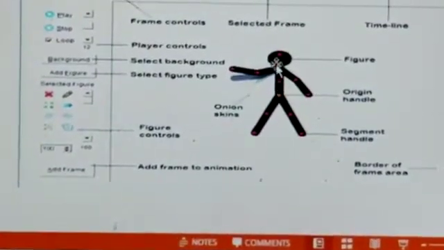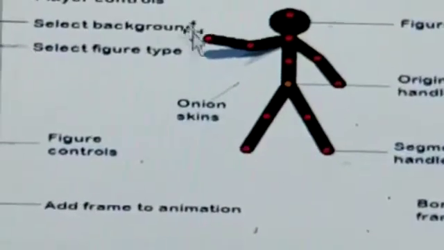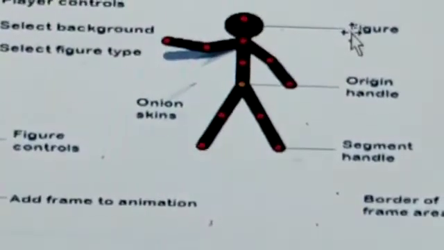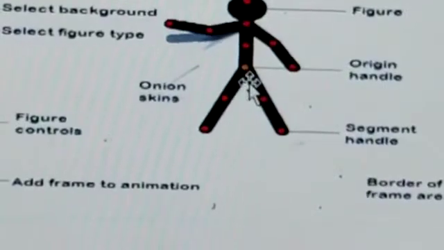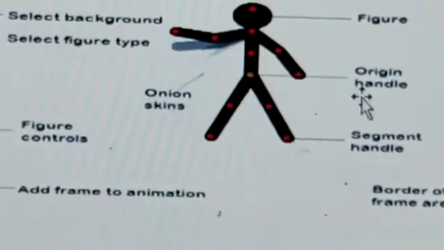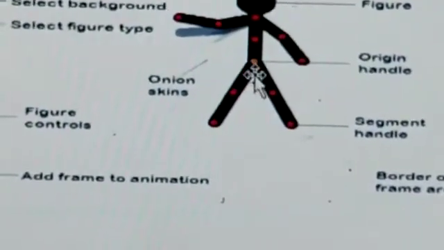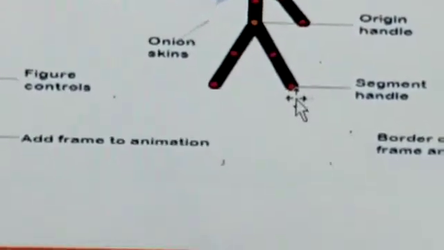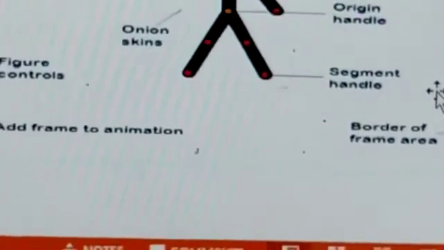Now this figure is known as a stick figure. What is this figure known as? You can call it a stick figure or figure. Now this orange dot is known as the origin handle. This red color dot is known as segment handles. What are these red color dots known as? Segment handles. And here you can see the hand.